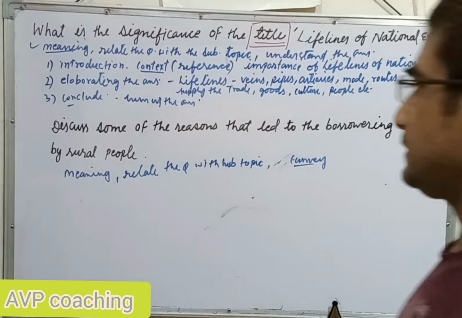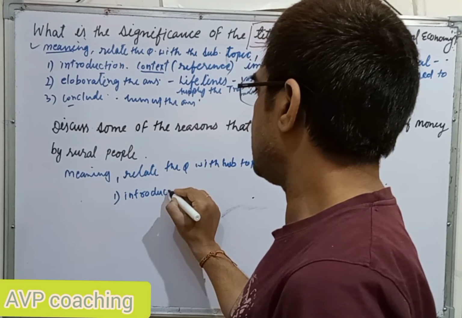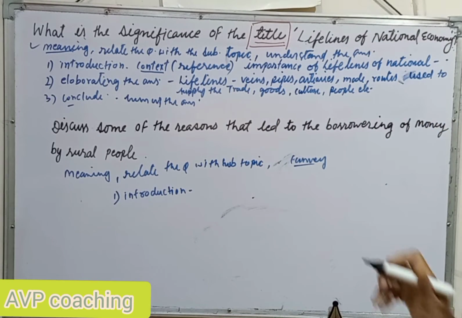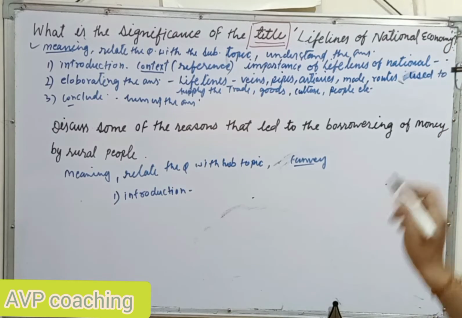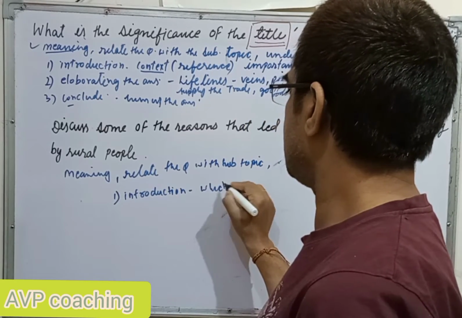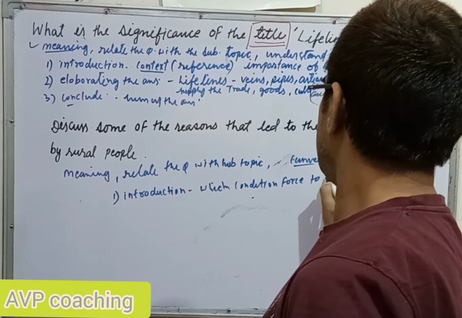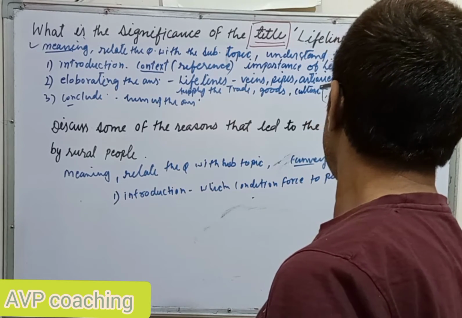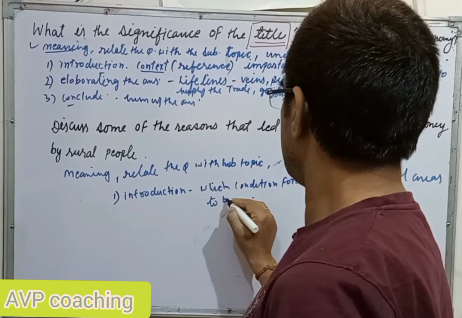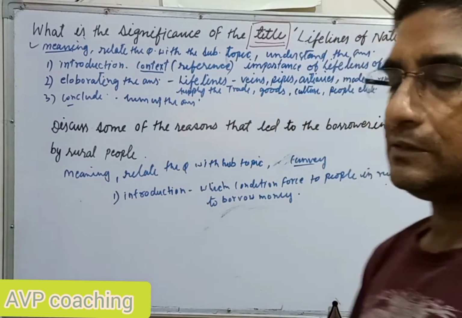You have to write. Then the first step, the introduction, means you are just telling about the context of the answer, in which reference the question has been asked. So you write there, that led to the borrowing of money by the rural people. Here you are telling about which condition forced people in rural areas to borrow money. Okay? This is the introduction. This is the context part.